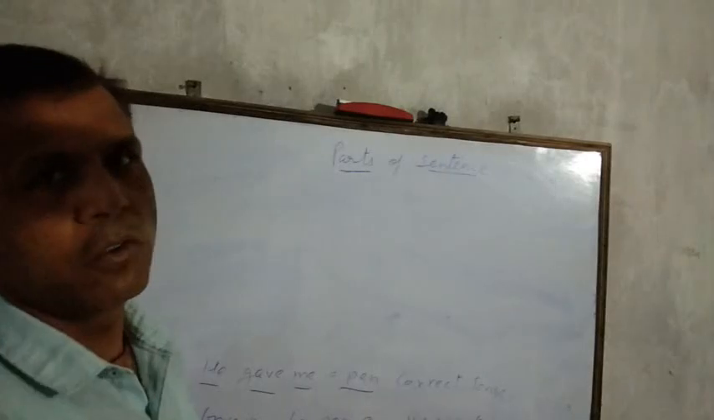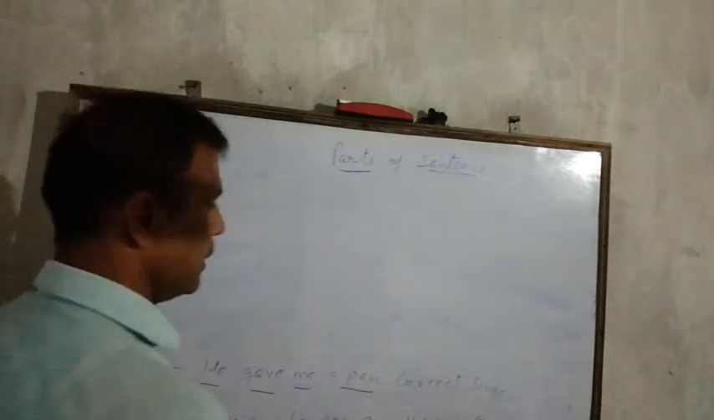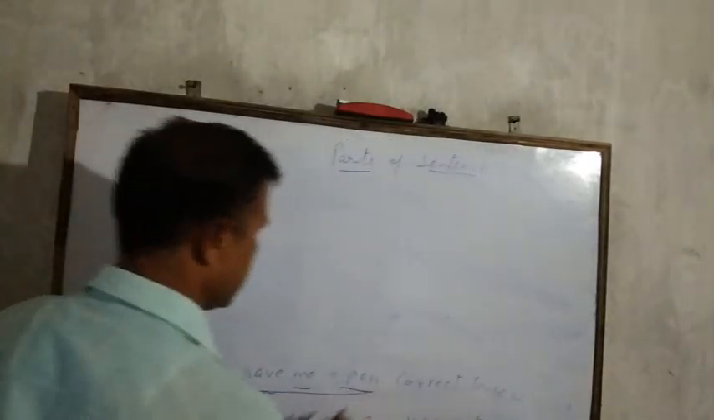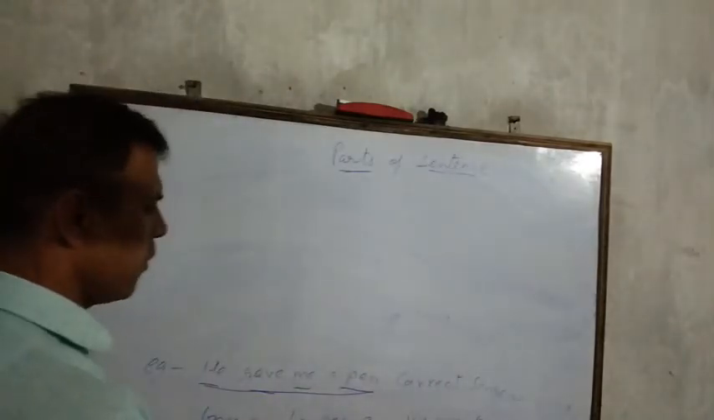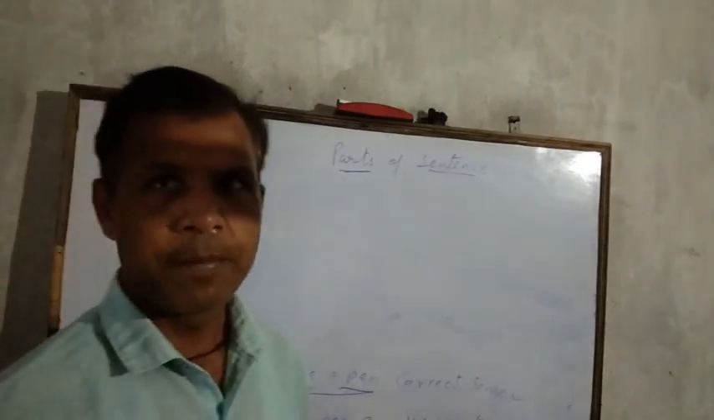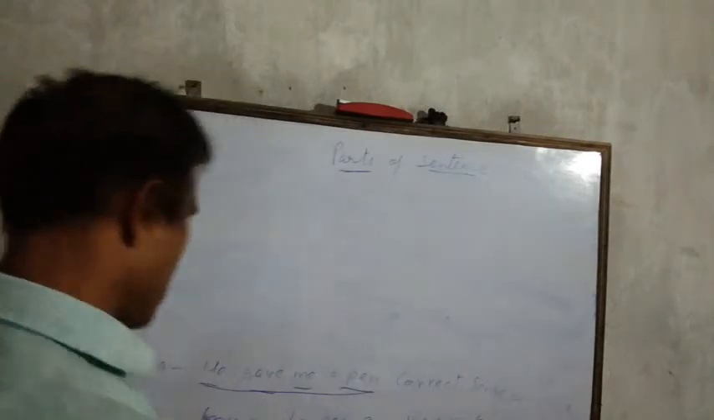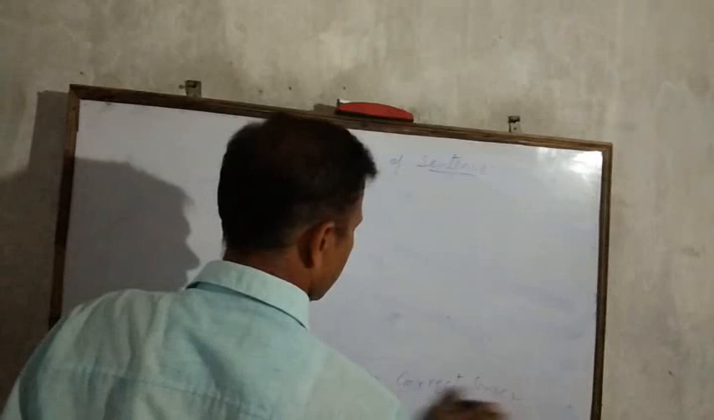Obviously, you have understood that this sentence gives a meaningful sense. So this is a sentence, and this group of words does not give a meaningful sense. So this is not a sentence. Now we will know about the kinds of sentence.